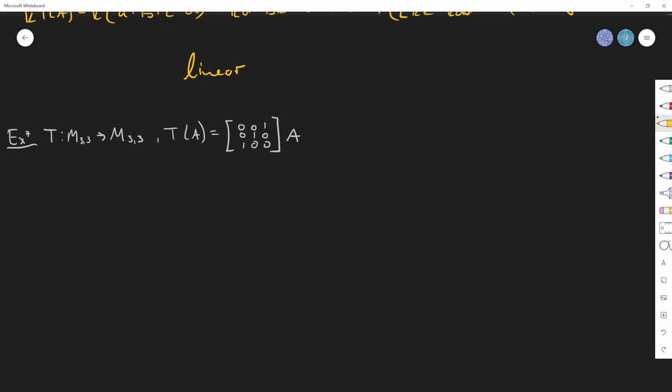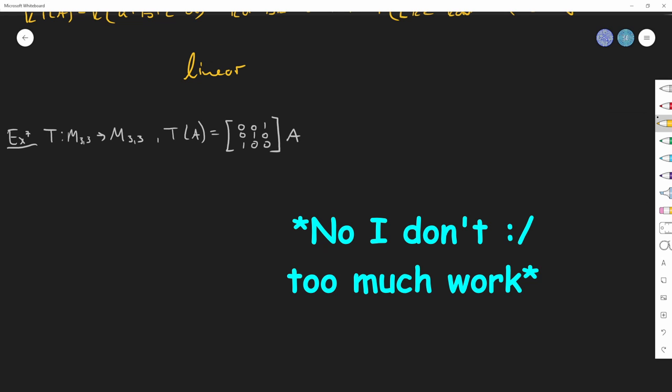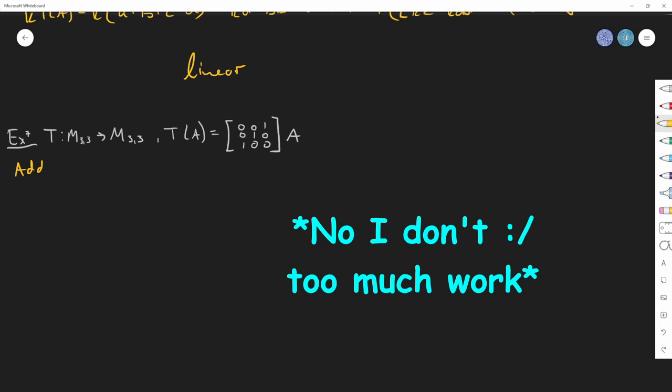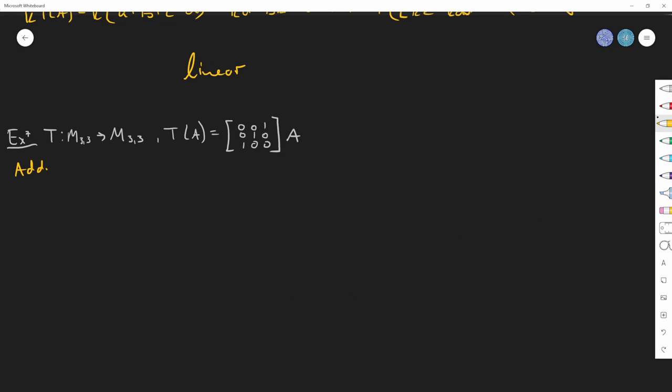Yikes. Looks like we've got to do matrix multiplication for 3x3. Woo! Don't you love matrix multiplication? Or do we? Well, let's get started. Let's do the addition one. So, T of A plus T of B.